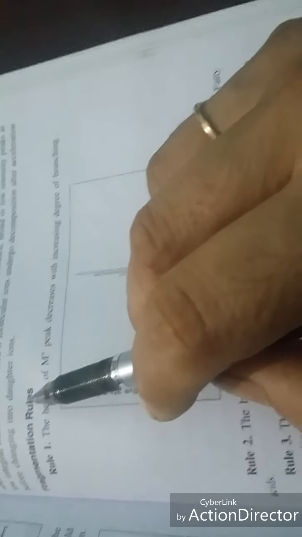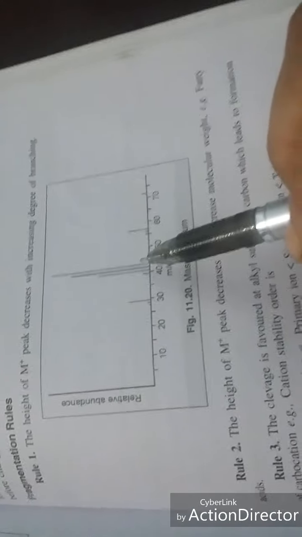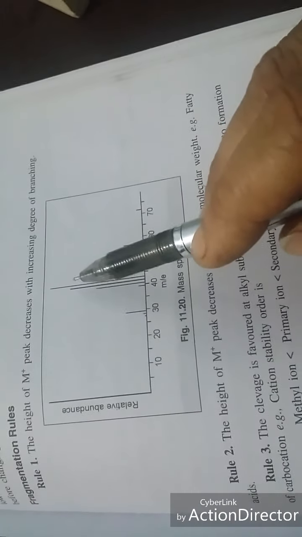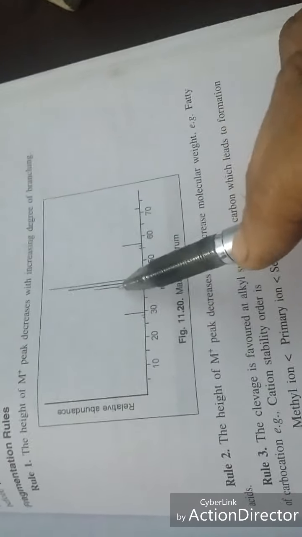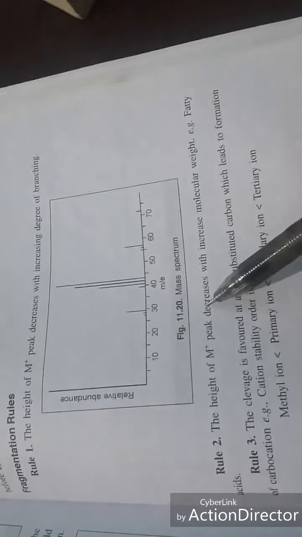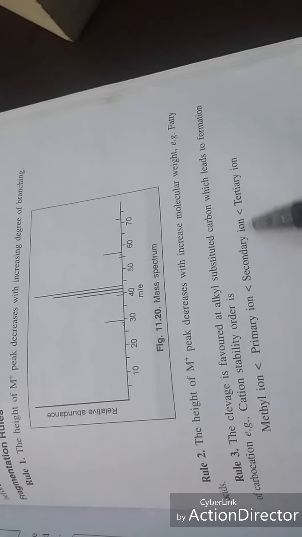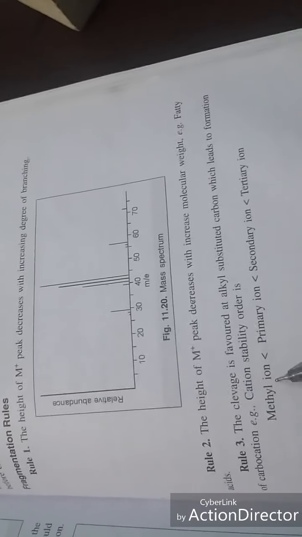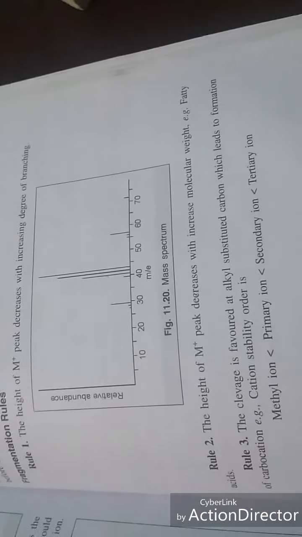There are certain rules for fragmentation. Firstly, the height of the molecular ion peak decreases with increase in branching. It decreases with increase in molecular weight also, and the cleavage will follow this pattern, that is, the carbocation stability will be of this order.